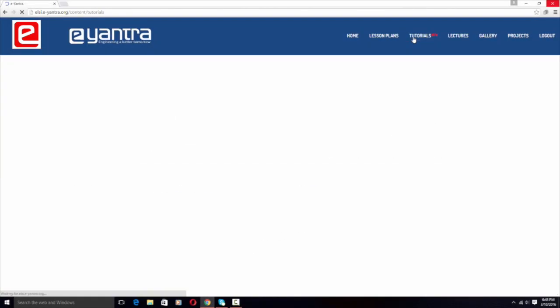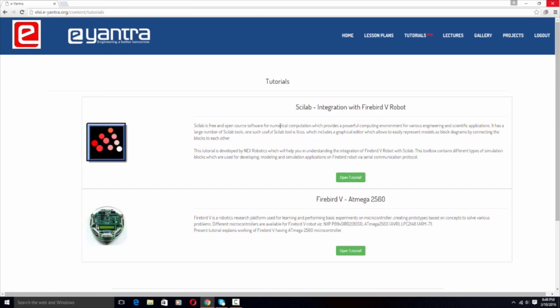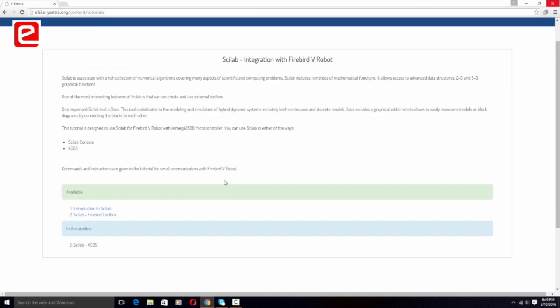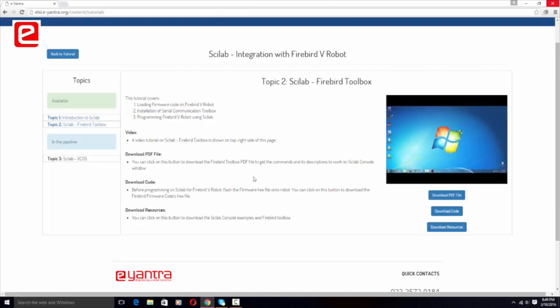Tutorials. These consist of a set of modules. Right now on the portal we have Scilab integration with Firebird 5 robot and Firebird 5 Atmega 2560, the two tutorials. These tutorials are there to help extend the capabilities of the Firebird 5 robot. For instance, we are going to add a Raspberry Pi tutorial and how to integrate Raspberry Pi with Firebird 5 robot. In the tutorial for Scilab integration with Firebird 5 robot, we have capabilities through the graphical interface for teachers who are not great programmers to still program the Firebird 5 robot.